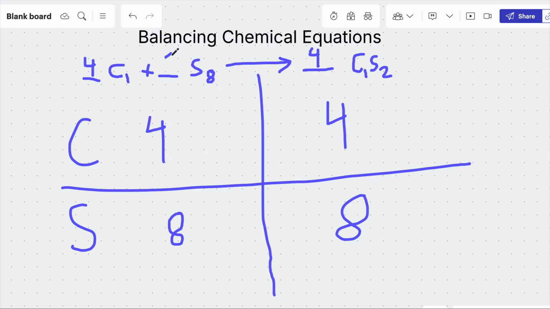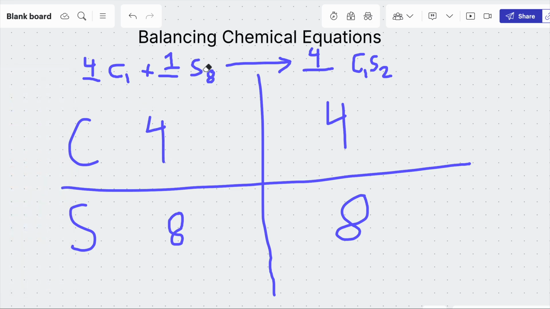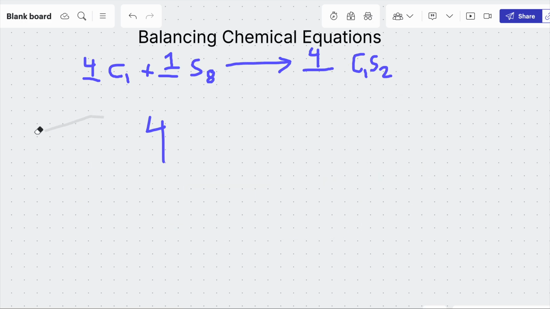So our final answer, I kind of forgot to mention this earlier. You've seen me do it, but if you have a blank, I would write a 1 in. I don't think you need to, but I would. Yeah. So, in this case, 4 carbon plus 1 S8 gives us 4 carbon disulfide. Yeah, okay, that is right.